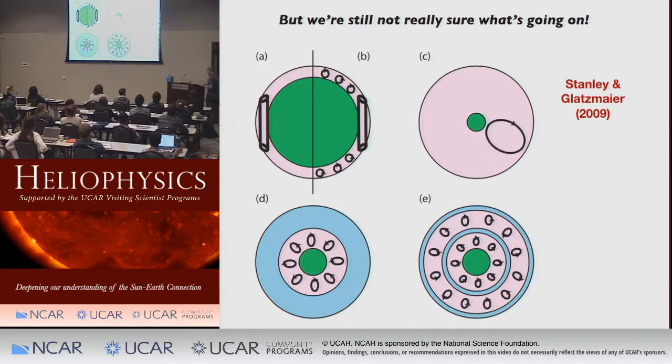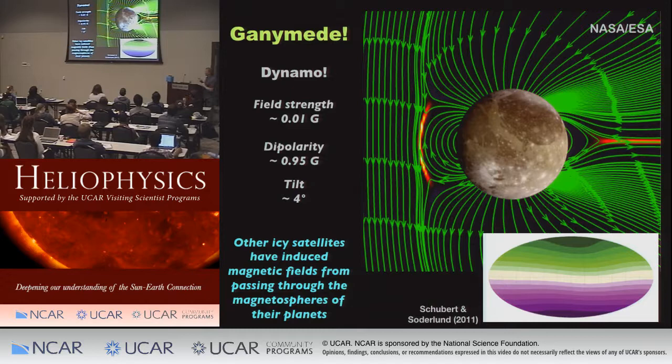Another bit of a surprise is Ganymede. Salty water, as I said, is a weak conductor, and Ganymede is the biggest moon. It's one of Jupiter's moons. It's slightly bigger than Mercury, but it's a moon because it orbits Jupiter instead of the sun. But it has a field strength that's stronger than Mercury's, actually. It has a very dipolar field, a very small tilt, so it's very axisymmetric. So it's a bit of a surprise that Ganymede has a field. Other icy satellites do have magnetic fields, but they're not thought to have dynamos. These are induced magnetic fields from the passage through the magnetospheres of their planets.